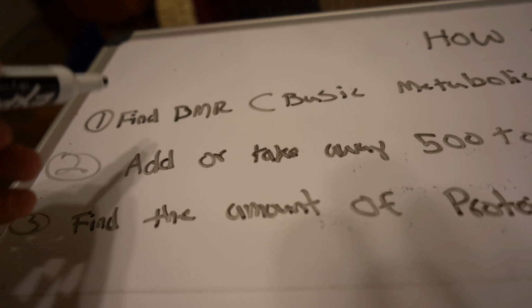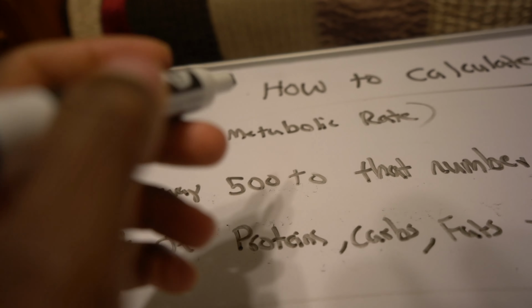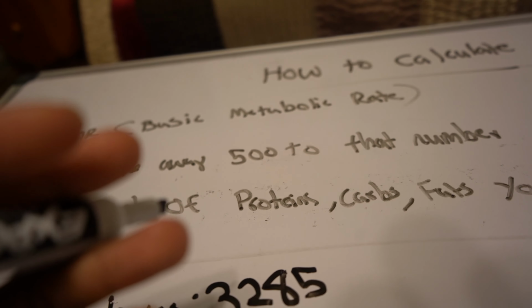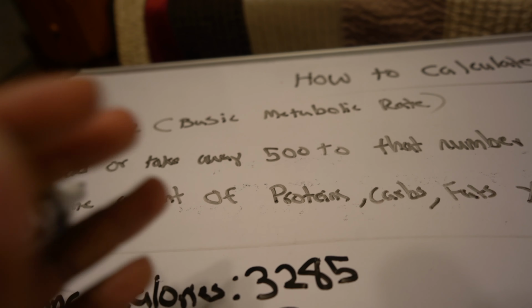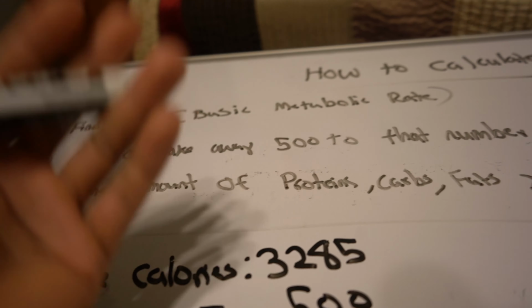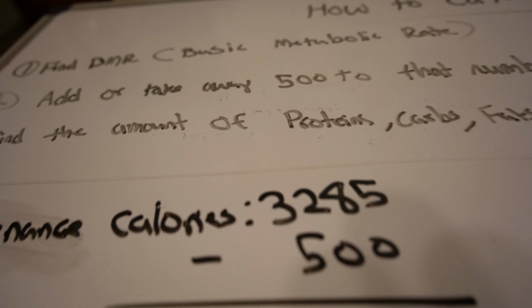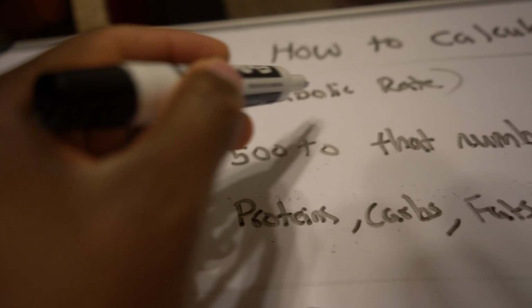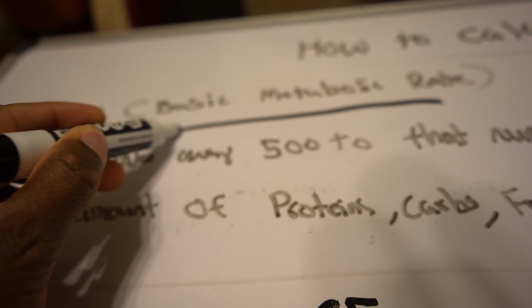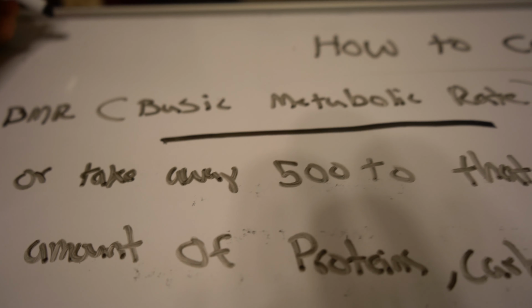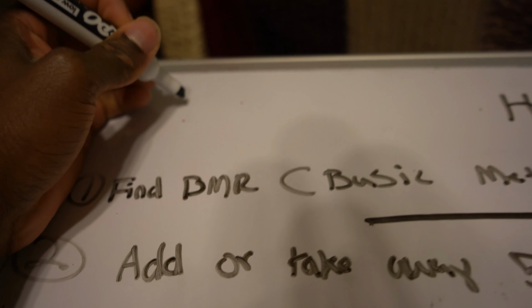First, you need to find your BMR, or your basic metabolic rate. Basically, just how much energy you burn while doing nothing. That's what this is. I use a calculator online to actually find this. Or you can do your body weight. I'll just use me as an example.